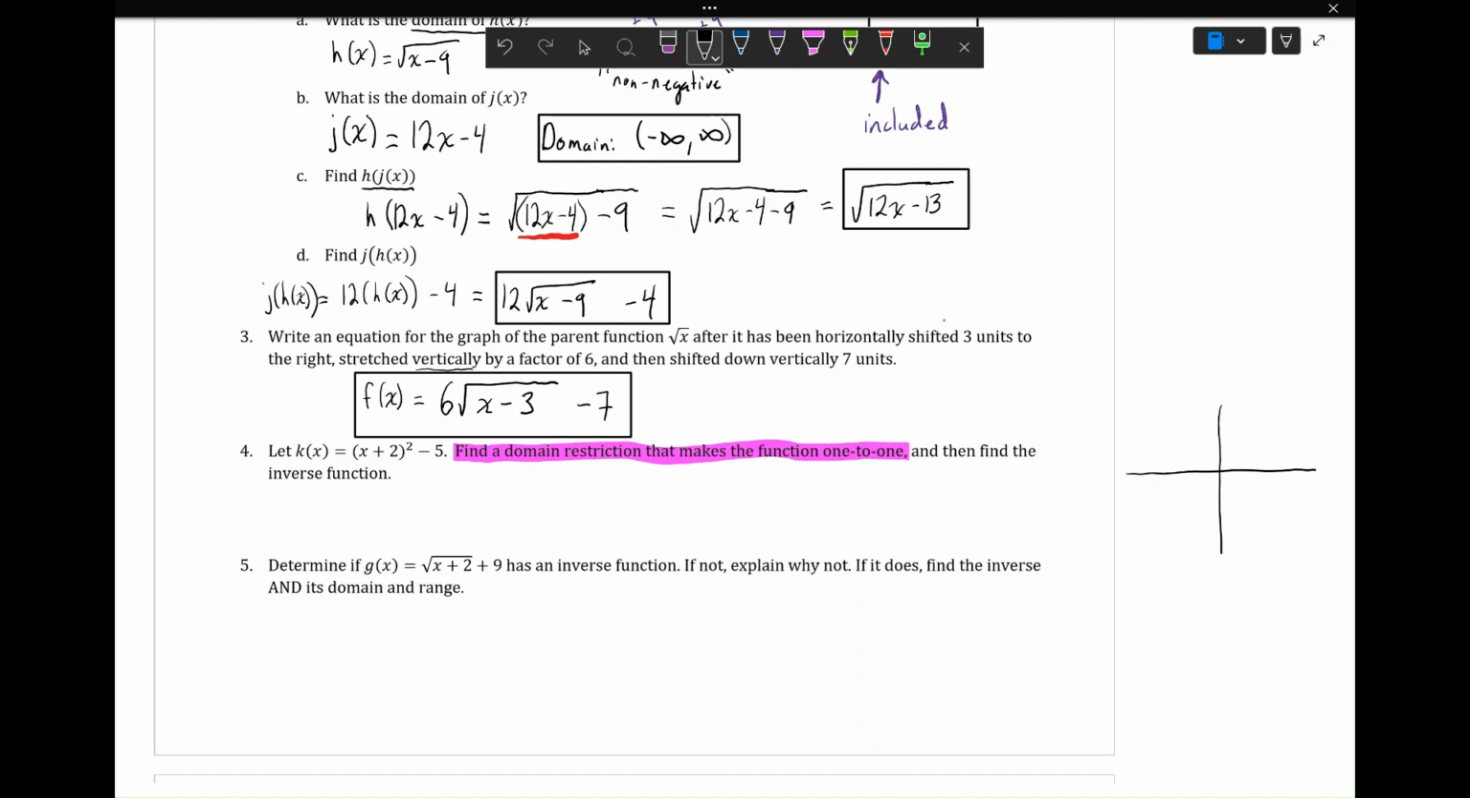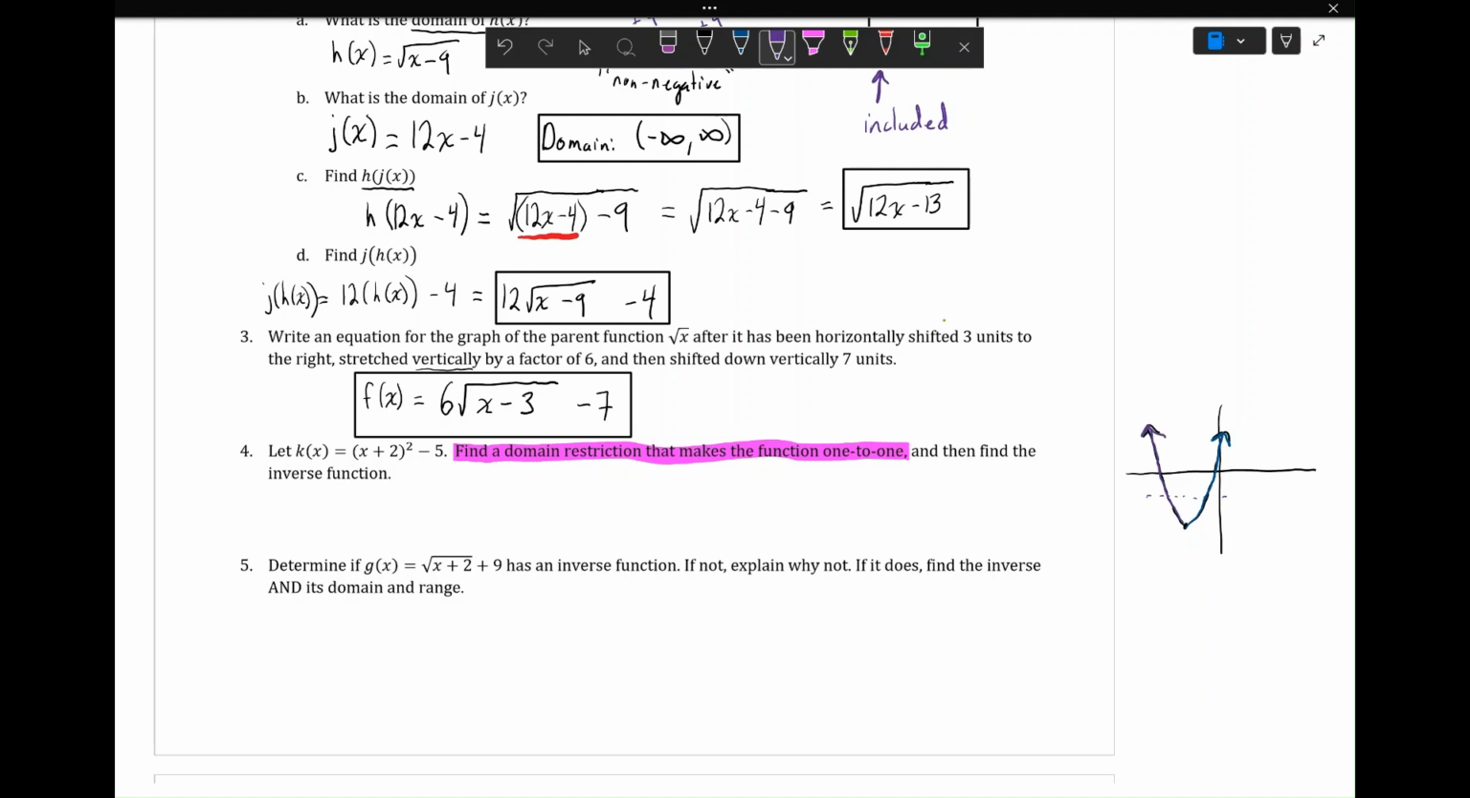X plus 2 squared minus 5, that's moved left 2 and down 5. Once again, this is rough. It's not meant to be perfect. But it looks something like this, where I have a parabola. This fails our horizontal line test, meaning it's not invertible. So we're just going to take part of it. We can either take the right side or the left side. It doesn't matter.